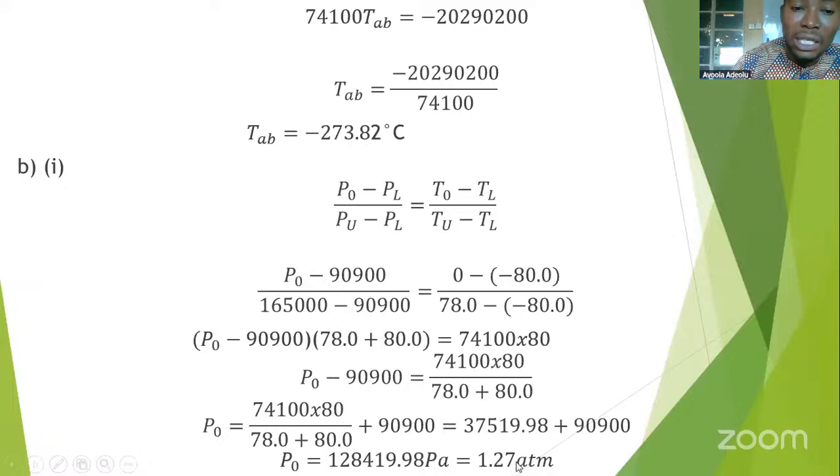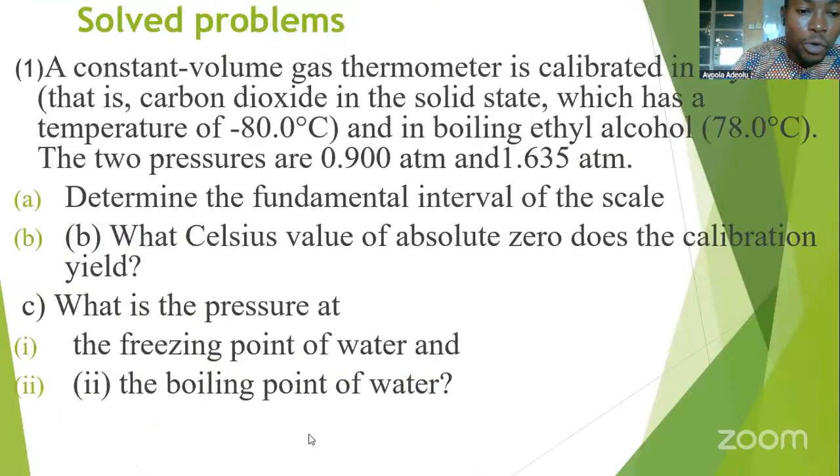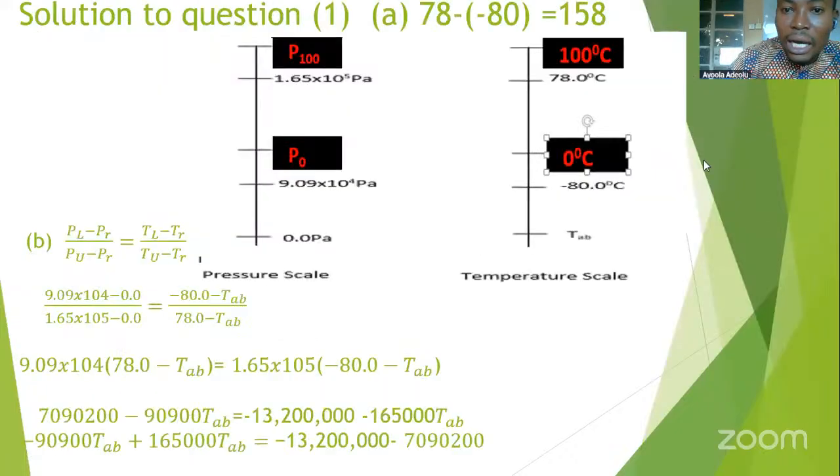So you still do the same thing for the last question, the boiling point of water. That means the temperature is given. They say, what's the pressure at the boiling point of water? That's 100. So I just go to the scale and put 100 here. You know, 100 is greater than 78. So that's why it's here. They give me the temperature here, they want me to find this pressure. I'll still do the same thing I did for the freezing point of water, and get the answer I have there.